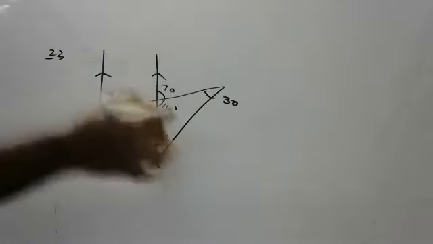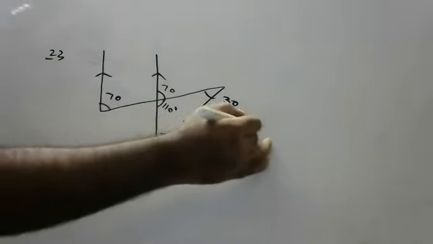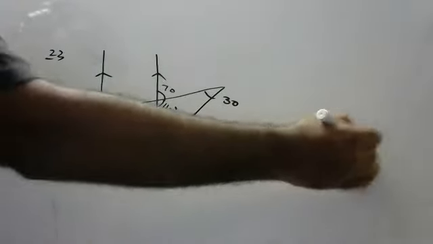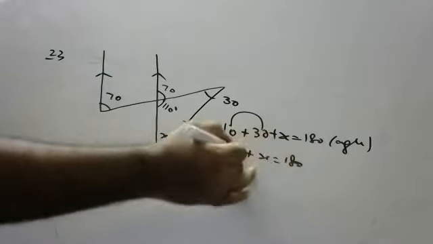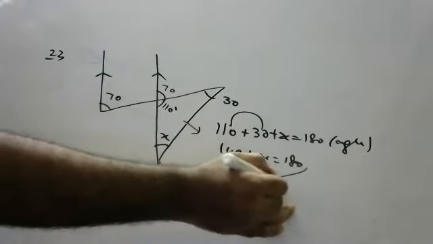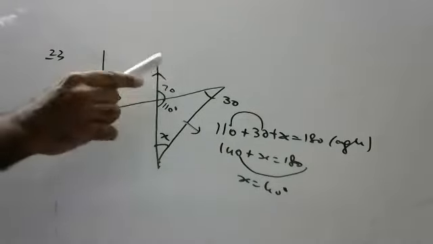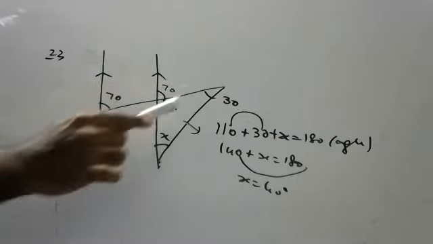Linear pair. Now apply angle sum property. Very good, Nadia. Angle sum property is equal to 180. What happened, Shanmugh? You are not saying 140 plus x is equal to 180. So x is 40. Those who didn't understand, again I'm saying: if this is 70, this is also 70, corresponding. If this is 70, this is 110, linear pair. If this is 110, this is 30, you can apply angle sum property.